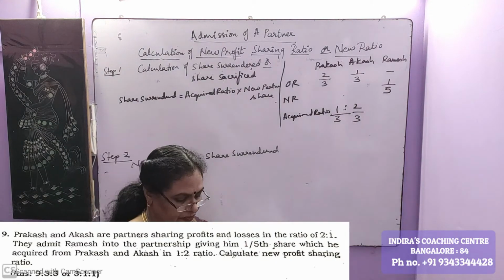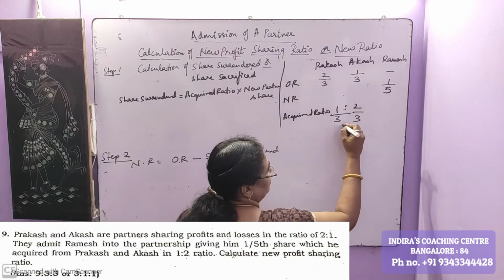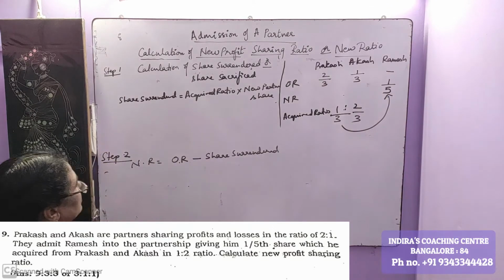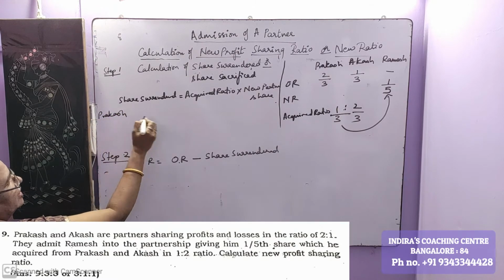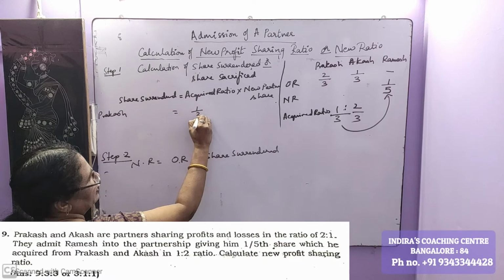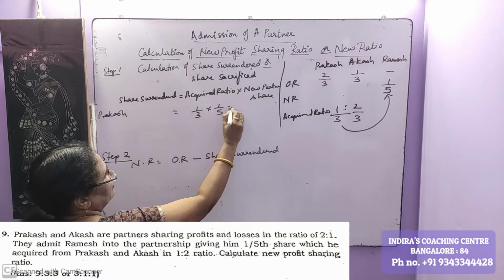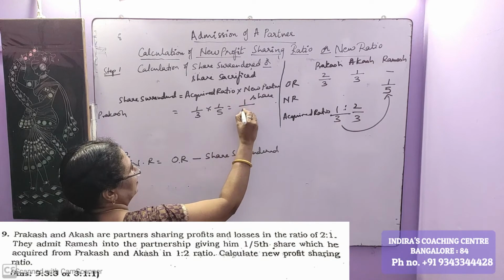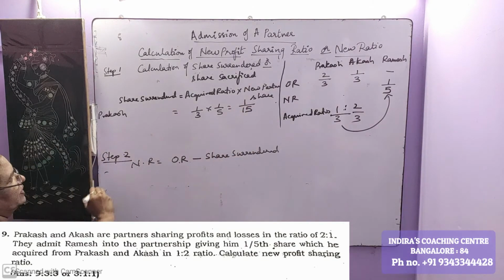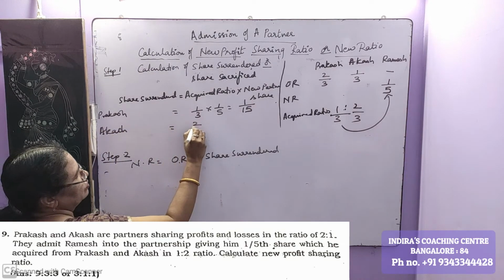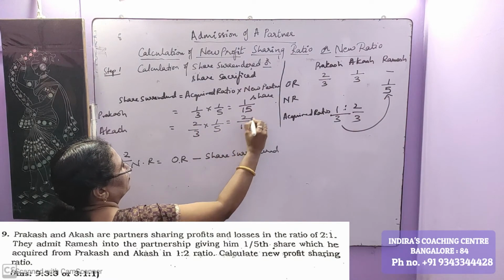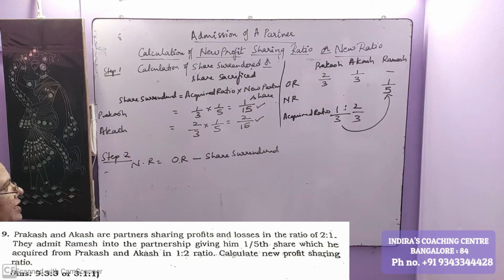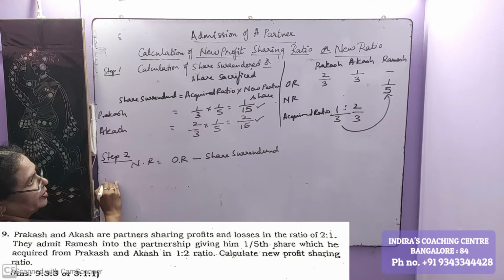Okay, so now you have to first convert it. For the first step, multiply this into this. Formula: Prakash's acquired ratio 1 by 3 into 1 by 5, 1 by 15. Akash: 2 by 3 into 1 by 5, get 2 by 15. Now these both are the answers. Let us go further. Next step.